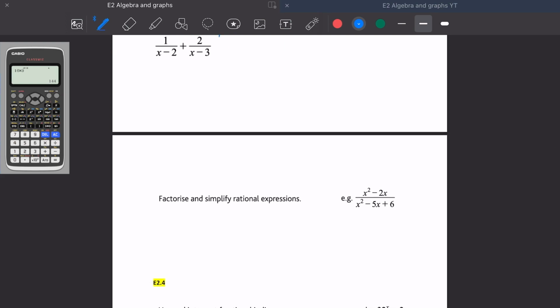Now the next one is 1 over x minus 2 plus 2 over x minus 3. The LCM of this is just the product of x minus 2 and x minus 3.